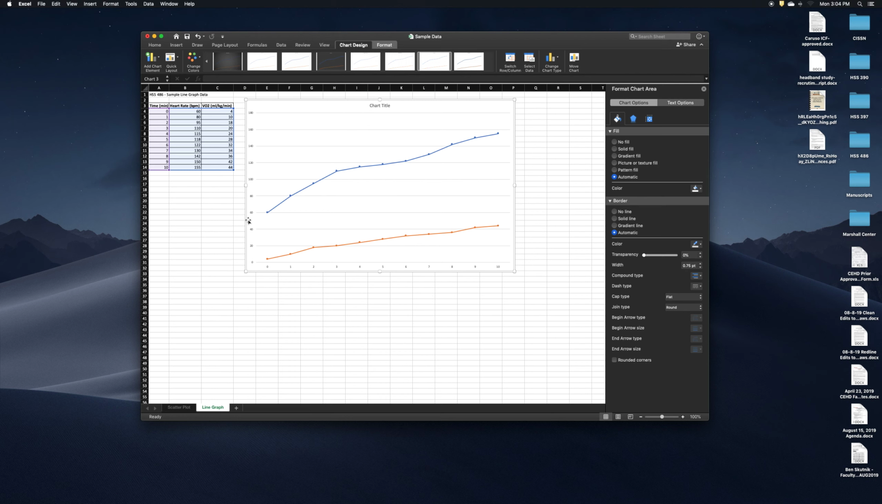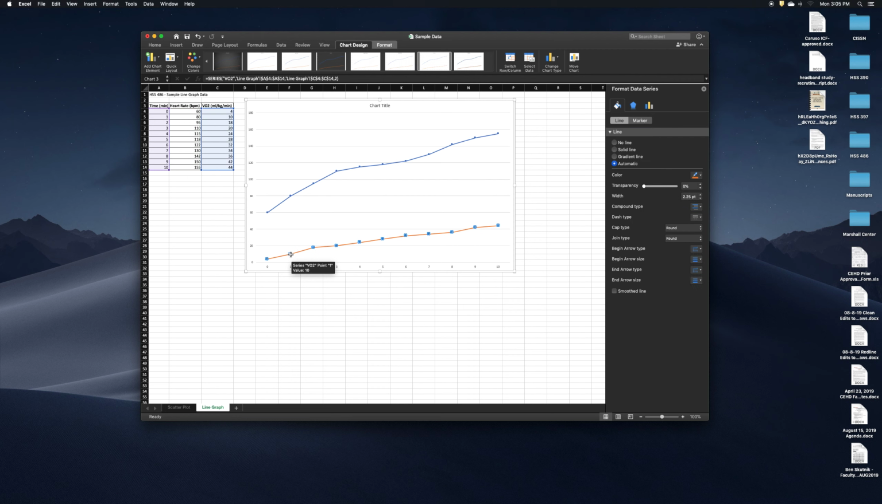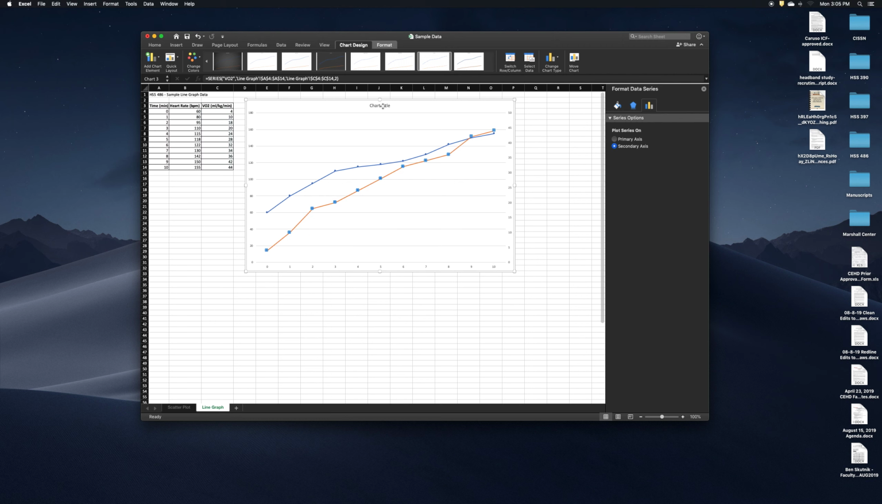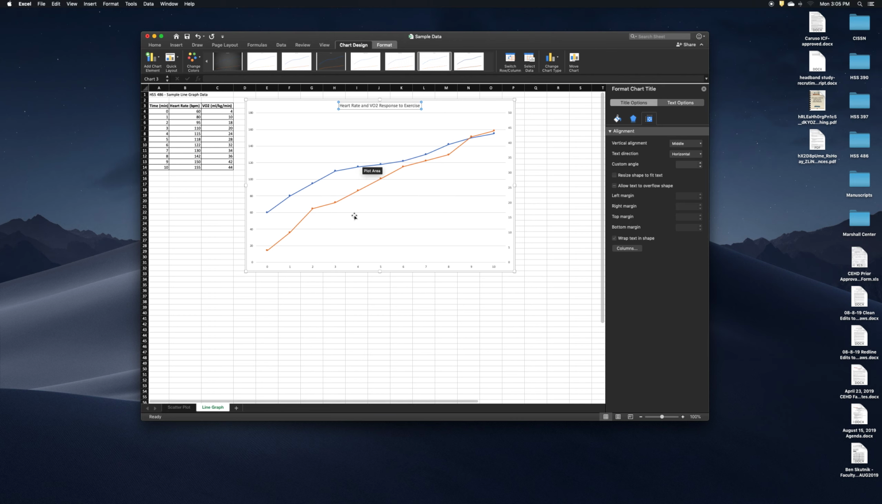We have two variables we want on this plot, so I'm going to select this second group, go to the 3 bars, secondary axis, that looks better. Chart title, we're going to say heart rate and VO2 response to exercise. We don't want to mess with the scaling here too much because really it looks all right. This still tells a pretty good story.